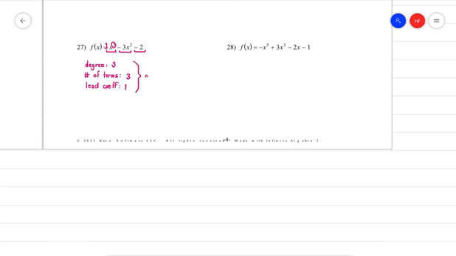So from that we get that it is a cubic trinomial. And it is odd and positive, so it will start down and end up.